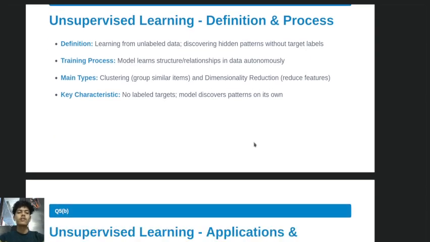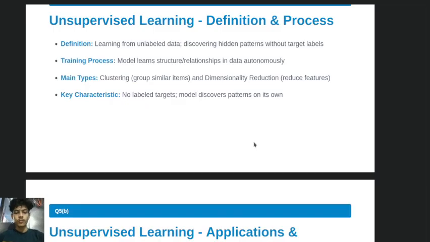In unsupervised learning, we learn from unlabeled data, discovering hidden patterns without target labels. This is used in customer segmentation, what the customer is like, a medium range person, low range person or a high class person. So this can be used in shops too for customer segmentation, where the data is unlabeled. The main types are clustering and dimensionality reduction.